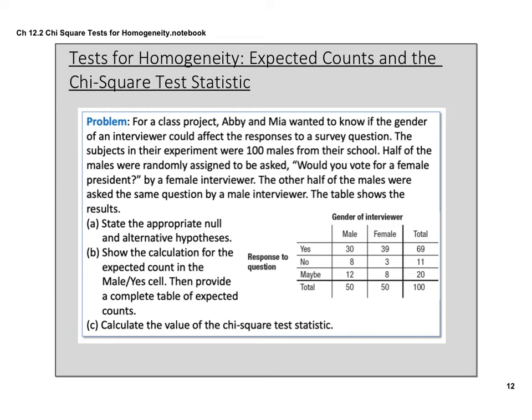All right, so here's our first question of the day. It says, for a class project, Abby and Mia wanted to know if the gender of an interviewer could affect the responses to a survey question. The subjects in their experiment were 100 males from their school. Half of the males were randomly assigned to be asked, would you vote for a female president, by a female interviewer. And the other half were asked the same question by a male interviewer. The table shows the results. So we're going to state the null and alternative, show the calculation for the expected count, and then calculate the value of chi-square.